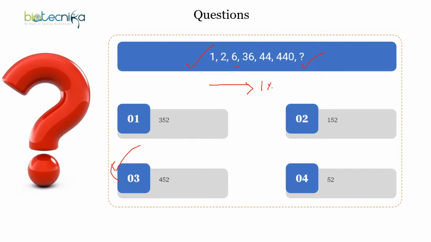If I do 1 into 2, I'll get 2, right? If I do 2 plus 4, I'll get 6. Now if I do 6 into 6, I will get 36. Then 36 के साथ अगर हम 8 ऐड कर दे तो हमें 44 मिल जाएगा. और अगर हम 44 के साथ में 10 मल्टीप्लाई कर दे तो हमें 440 मिल जाएगा.